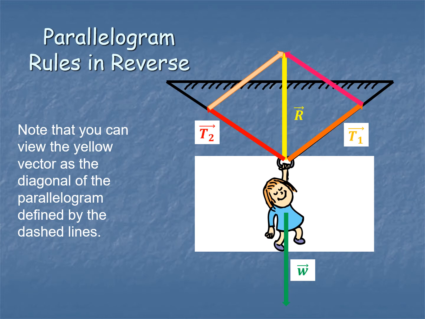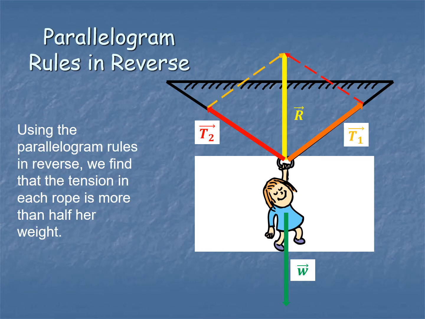And what we did was we went in reverse. Okay? So we drew it like this. And now we could, if we wanted to, measure those two tensions, how long they are, and convert them using a scale. And again, I think it's pretty easy to see that both of those tensions are pretty close, almost as long as the total resultant. So in other words, the tension in the rope here is very high on either end. It's more than half of her weight.